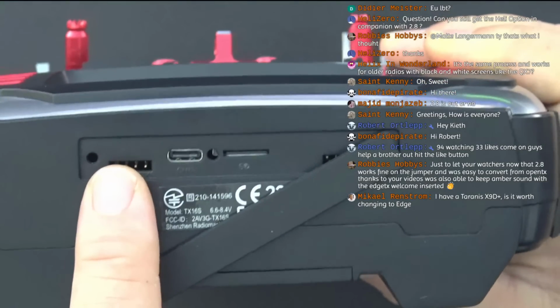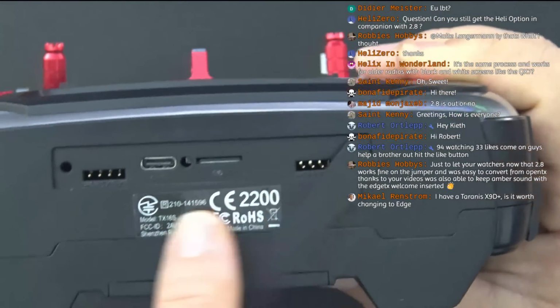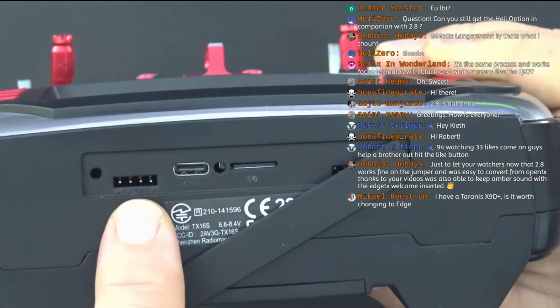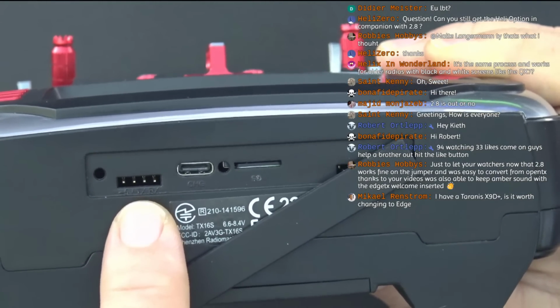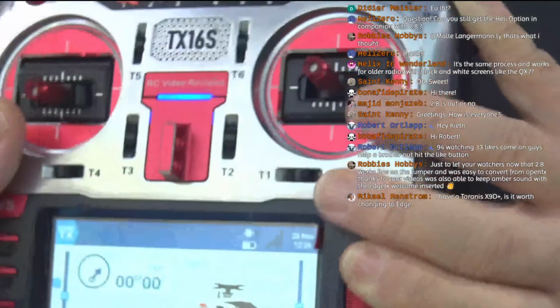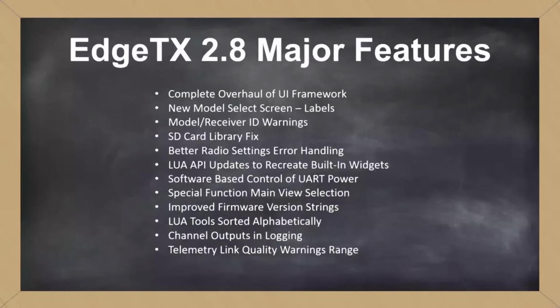But if you use these pins on the bottom, the bottom line is that you've got to have software control over power on these pins. So you can turn the power on and off inside the radio with software, which is cool. That's what that's about.